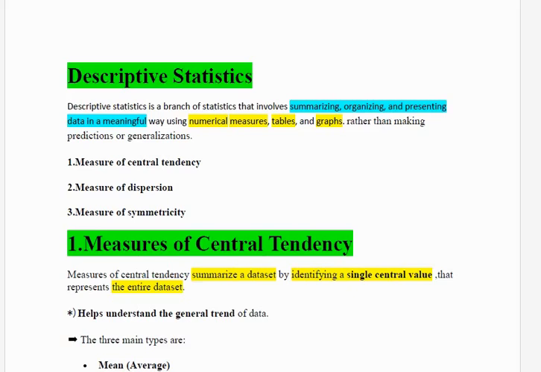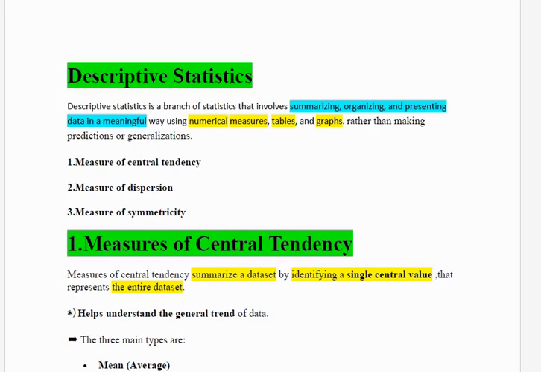Hi friends, in this video we will see what descriptive statistics is. It is one of the types of statistics, where we have two types: descriptive and inferential statistics. Today we will see descriptive statistics.